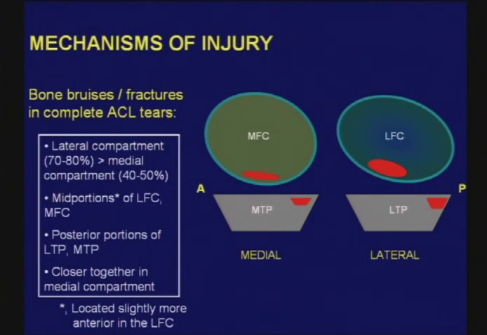Now, a lot has been written about these patterns of marrow edema. In general, I am very comfortable with a case of an acute tear of the anterior cruciate ligament when the marrow edema is just on the lateral side. I call that a simple tear of the anterior cruciate ligament because it is generally easier to figure out what's going on. Once you get edema on the medial side, it becomes a lot more difficult to figure out mechanisms.